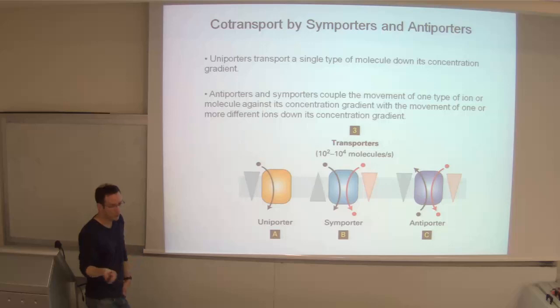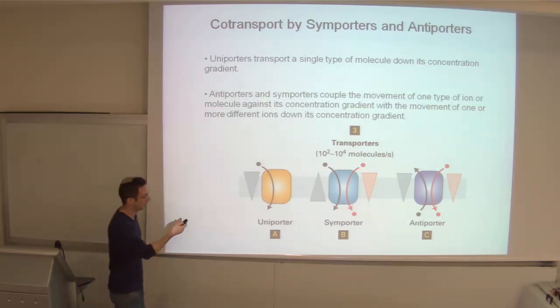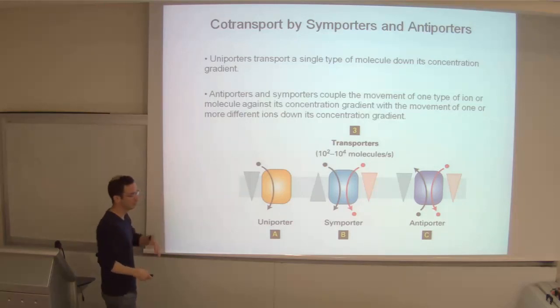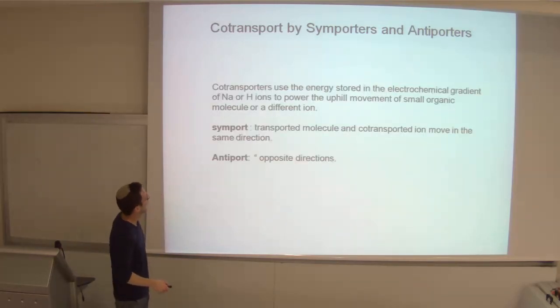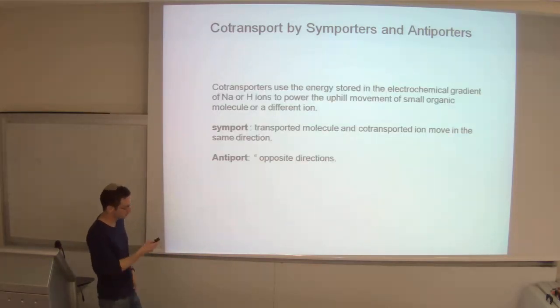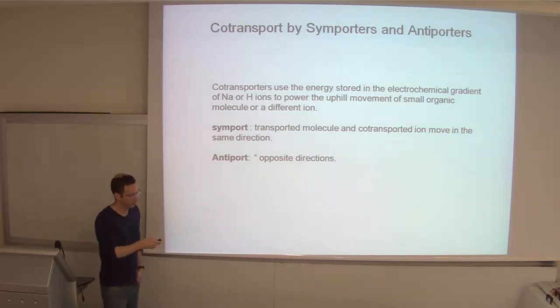So if the ATP-powered pumps use chemical energy, here we see energy that's stored in the chemical gradient of ions to drive the process. This is what we've already stated. Symporters transport molecules and co-transported ions, the one that moves uphill and the one that moves downhill, in the same direction, and antiporters do it in opposite directions.